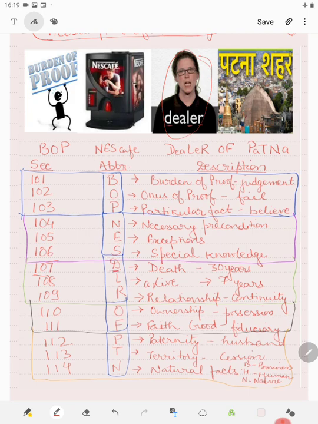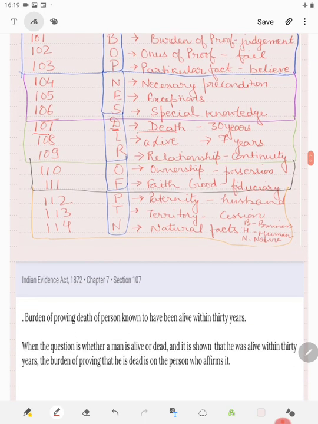D is for death. Section 107 says burden of proving death of a person known to have been alive within 30 years. So say it is 2021, so the last 30 years, that is from 1991. Suppose it is shown that in 1995 this person was alive, then for 30 years, that is 1995 plus 30, 2025, till then it will be presumed that he is alive.